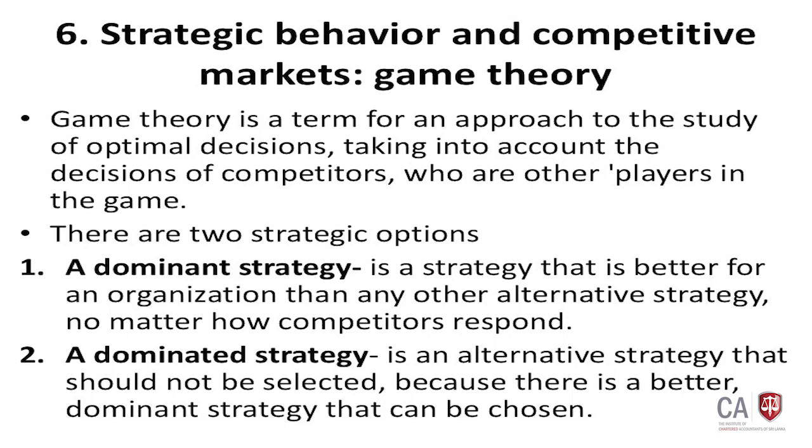So, under game theory, it says when you are identifying a strategy for the organization, you have to look at what others do. You have to look at the decisions of the competitors, and accordingly you make the best decision. You take the optimum decision by looking at what competitors are doing in the marketplace.